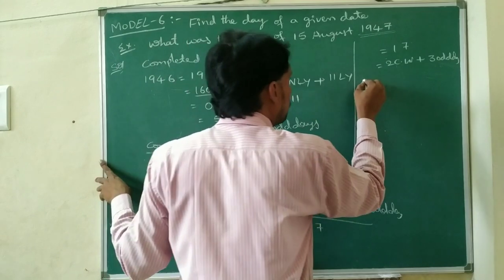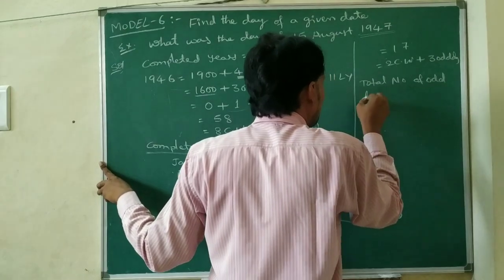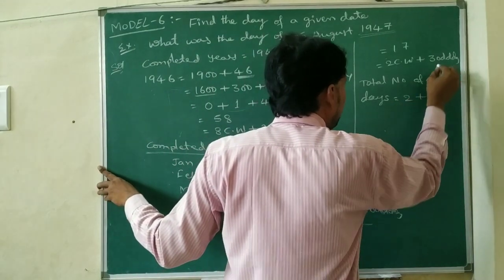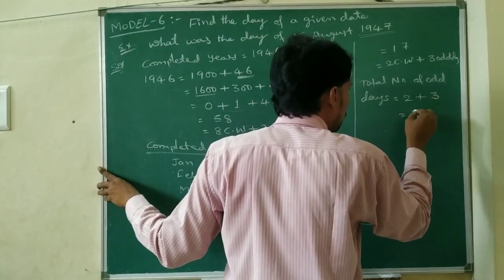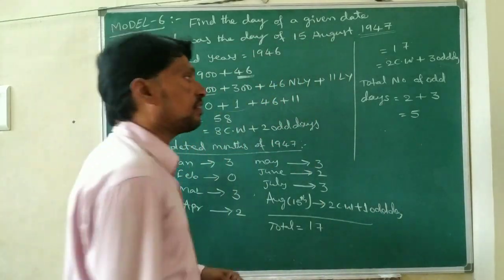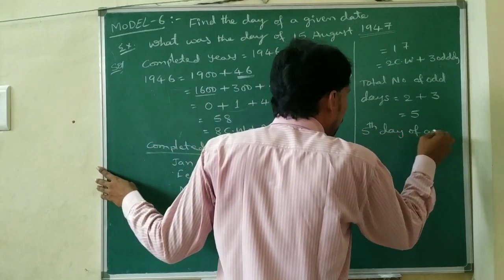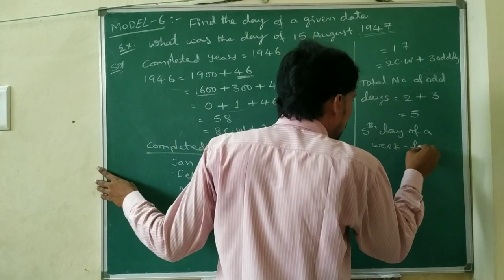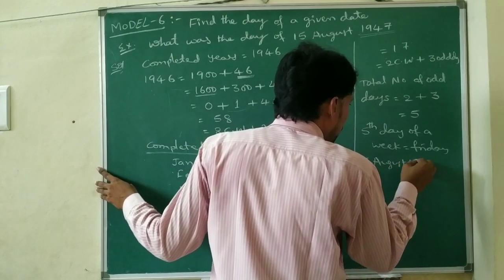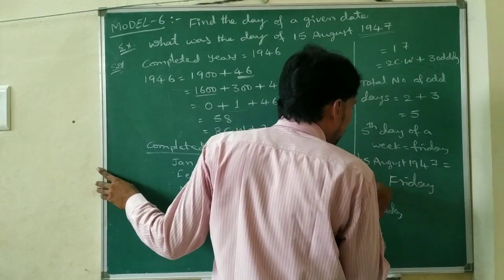Total number of odd days we need to find. For completed years we got 2 odd days. For completed months we got 3 odd days. 3 plus 2 is 5. So the 5th day of a week, that is Friday. So 15th August 1947 equals Friday.